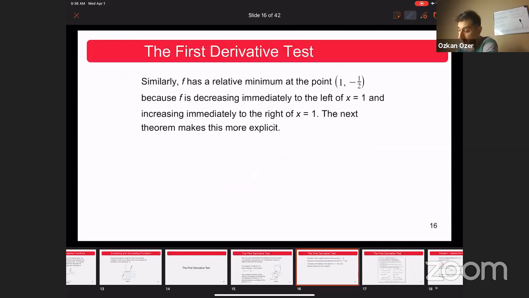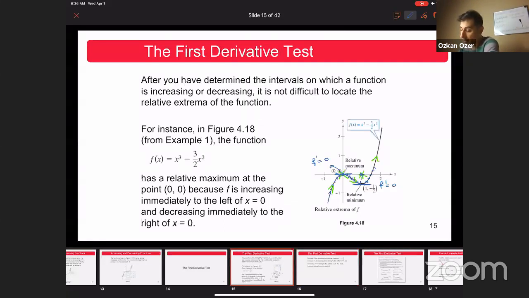And then you can go ahead and conclude that f is a relative minimum at the point (1, -1/2), because f is decreasing immediately to the left of x equals 1 and increasing immediately to the right of x equals 1. And likewise, at (0, 0), you have a relative maximum because on the left it's increasing, and on the right it decreases immediately.